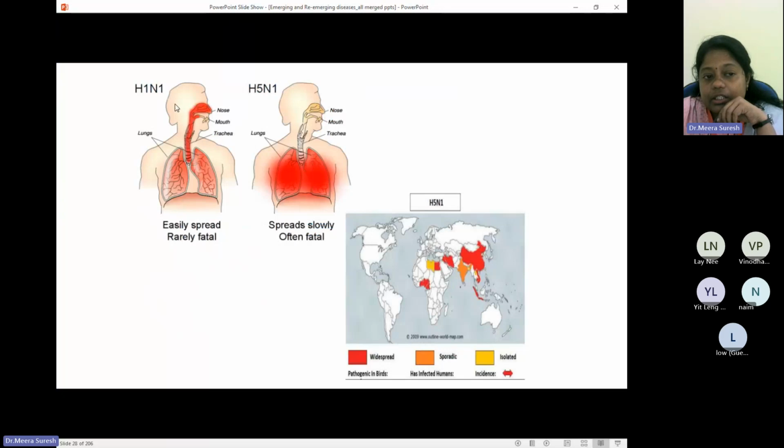So this is the difference in the pathology caused by H1N1 and H5N1. In H1N1, mostly the infection is seen in the upper respiratory tract, and it spreads easily but is rarely fatal because the infection mostly gets confined to the upper respiratory tract. While in the case of H5N1, you can see that the lower respiratory tract, or the lungs, are involved more. It spreads slowly, but it is often very fatal.